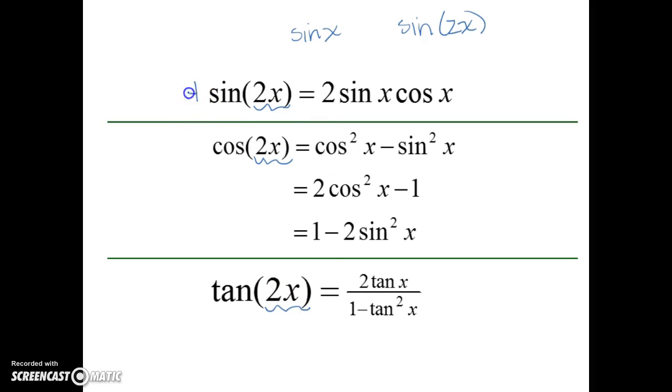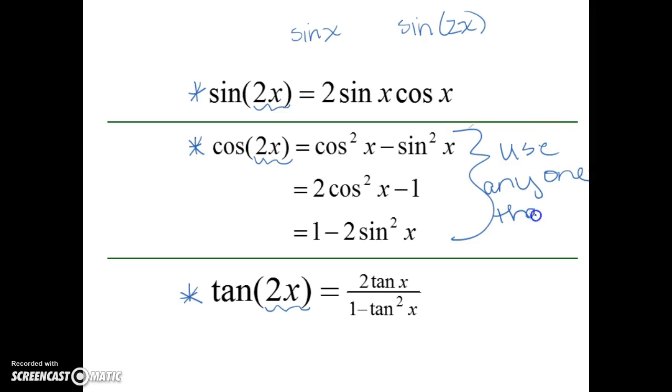There's one double angle identity for sine, one double angle identity for tangent, and there turn out to be 3 equivalent identities for cosine. You can use any of these 3. Use any one that helps. You don't just have to use the first one. If you are dealing with the double angle identity for cosine, use whichever one of these helps you rewrite your left-hand side or your right-hand side to solve your identity.